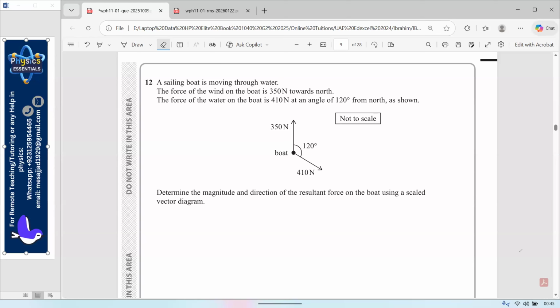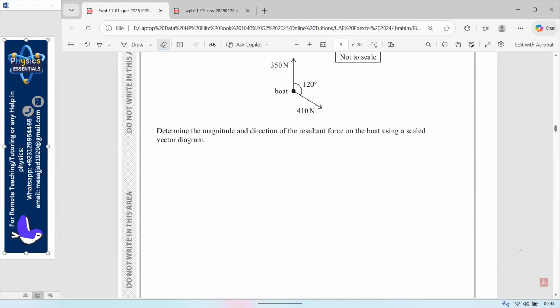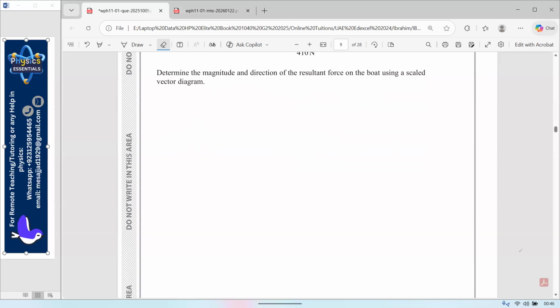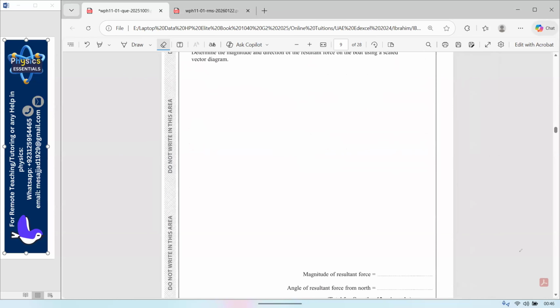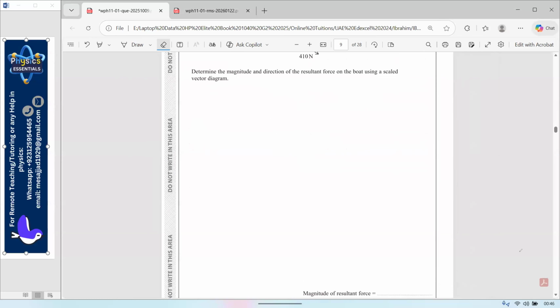As shown, determine the magnitude and the direction of the resultant force on the boat using a scaled vector diagram. Okay, so here you need to draw the vectors. First of all, because you have a large space, I'll try to use all of the space. Okay, first of all, this vector.